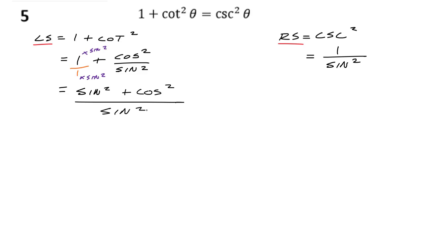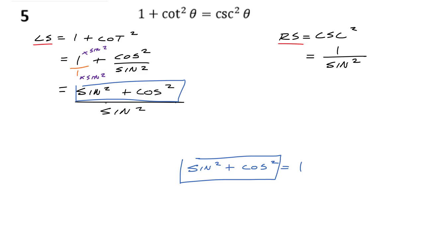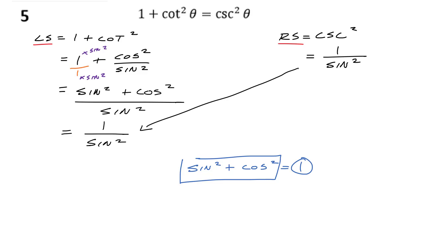All right, now this is where the rule we've talked about before comes into play. Remember the Pythagorean identity. If you look back at that table or at your notes if you printed them out, what's the Pythagorean identity? Sine squared plus cos squared equals 1. So I do have sine squared plus cos squared right here, and I can replace that with 1 because they're equal to each other. It's an identity that's already proven. So I can just rewrite this as 1 over sine squared. And ta-da, they're the same.